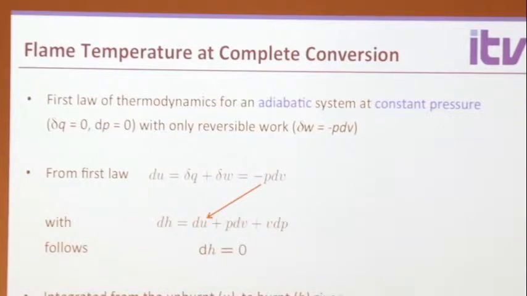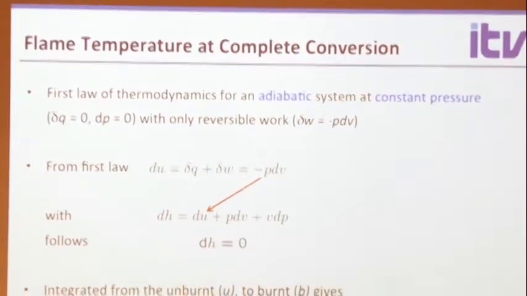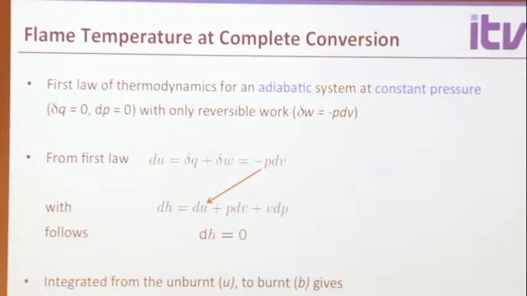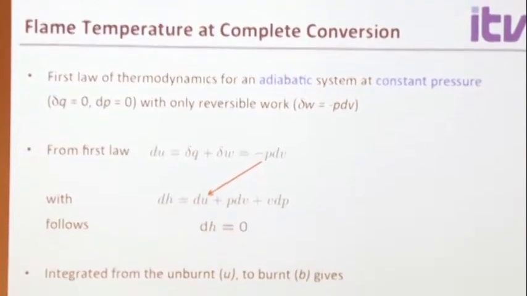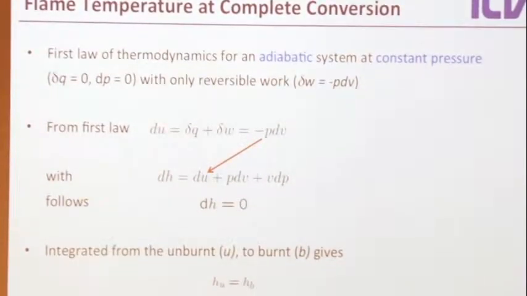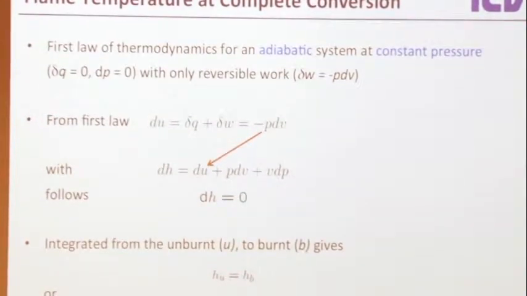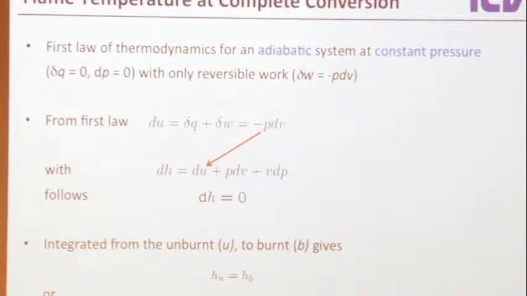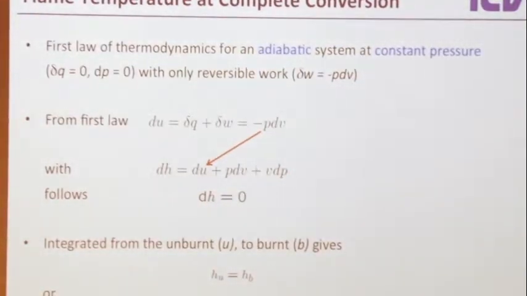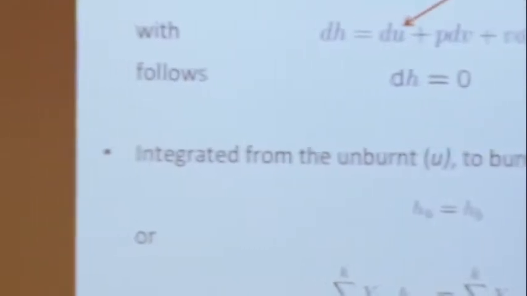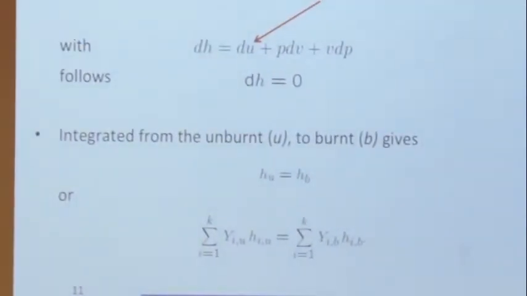And dh is by definition, h is u plus pv. So dh is du plus pdv plus vdp. If for du I use the first law here, then I get minus pdv plus pdv. This goes away. We're looking at a constant pressure system, so dp is 0, so dh is 0. That's what I said earlier. In a constant pressure, adiabatic system, the first law of thermodynamics will tell you enthalpy stays the same. Okay? Now, we can use that to compute the flame temperature.